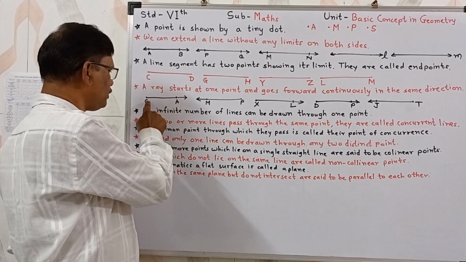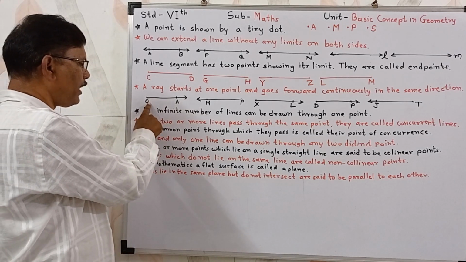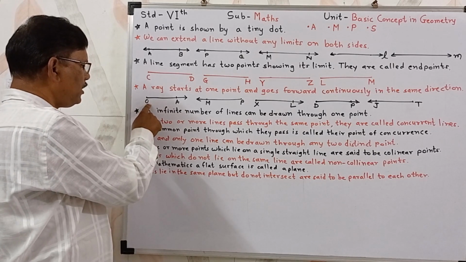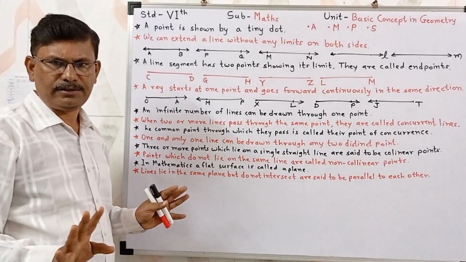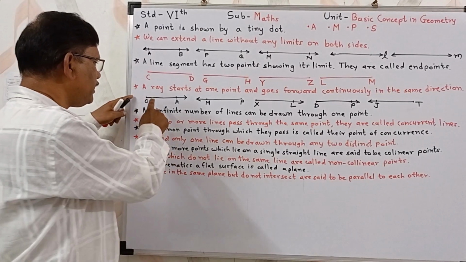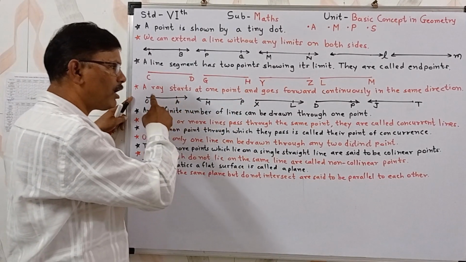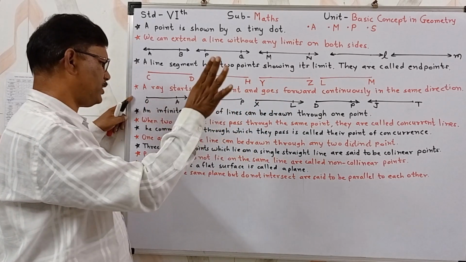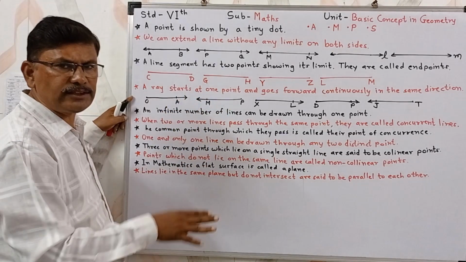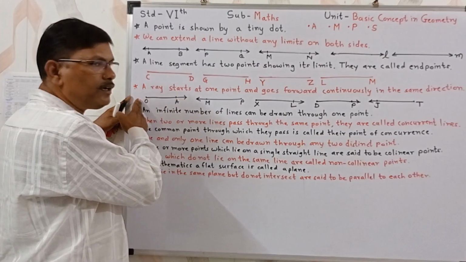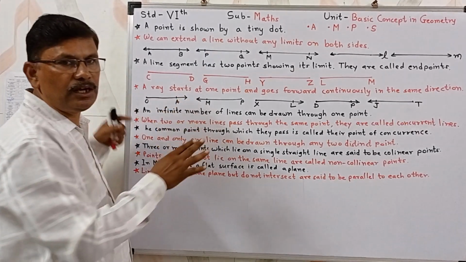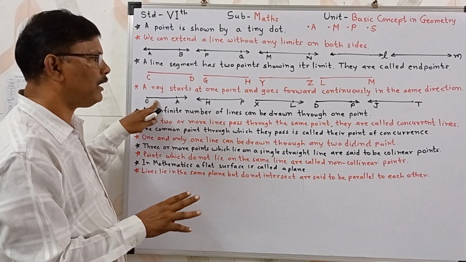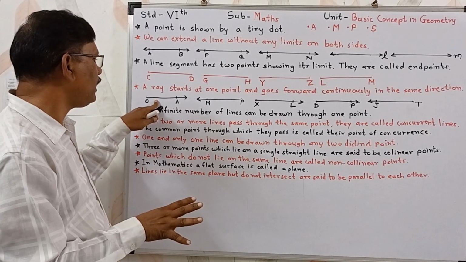O is the origin and it has a limit. It can't extend from O, but it extends to A continuously. It extends to A continuously. It has no limit. So one side has a limit and the other side has no limit. So this is called a ray.